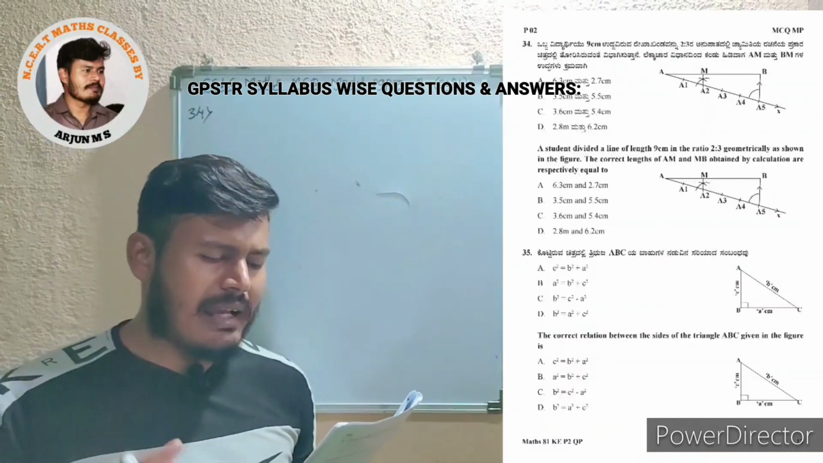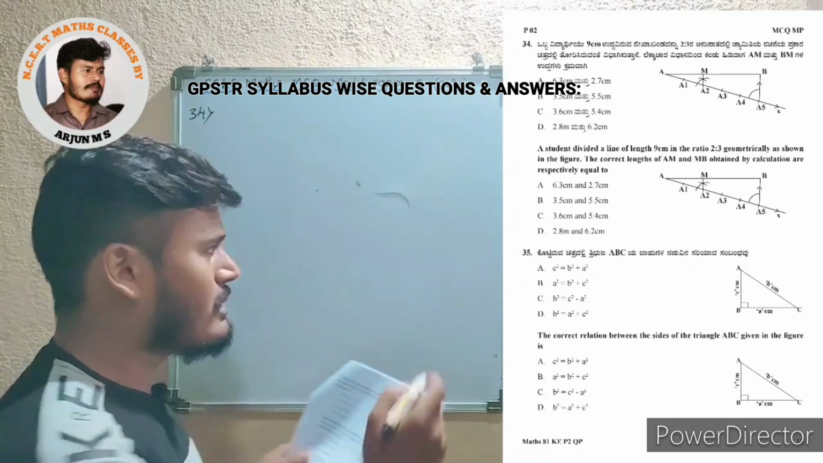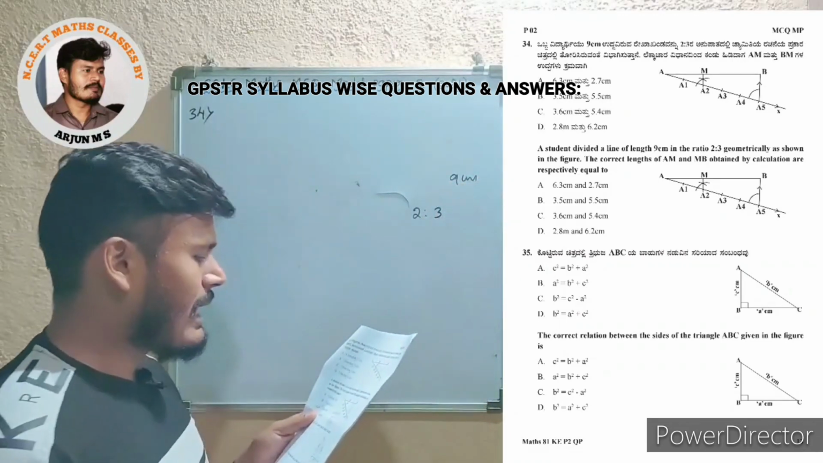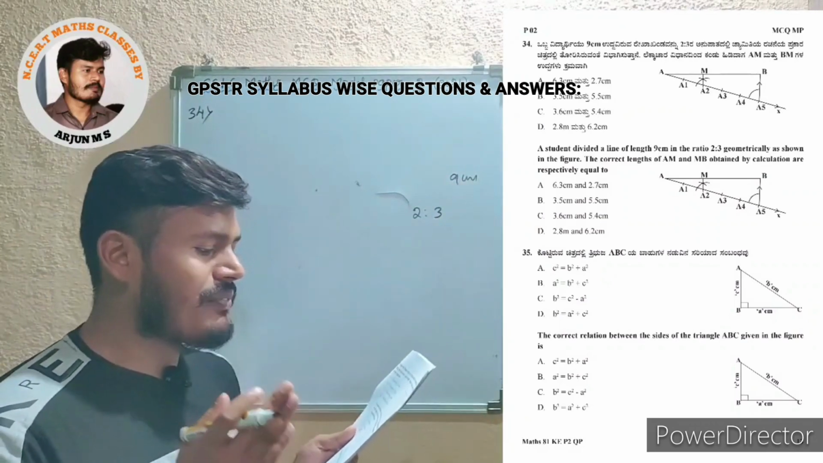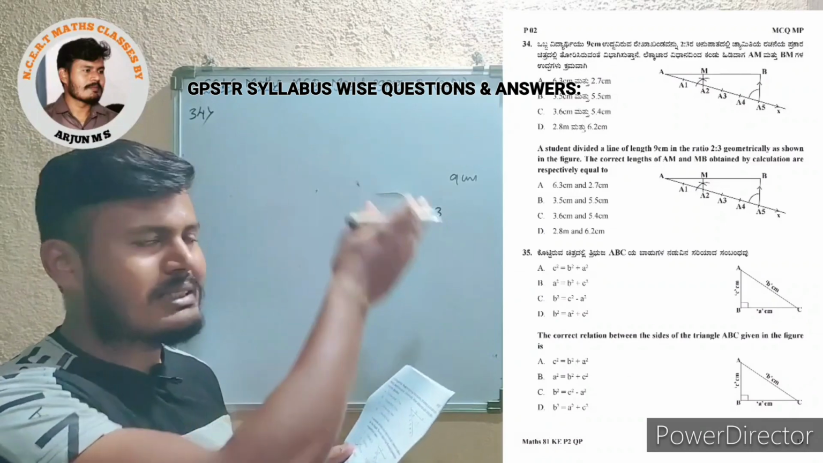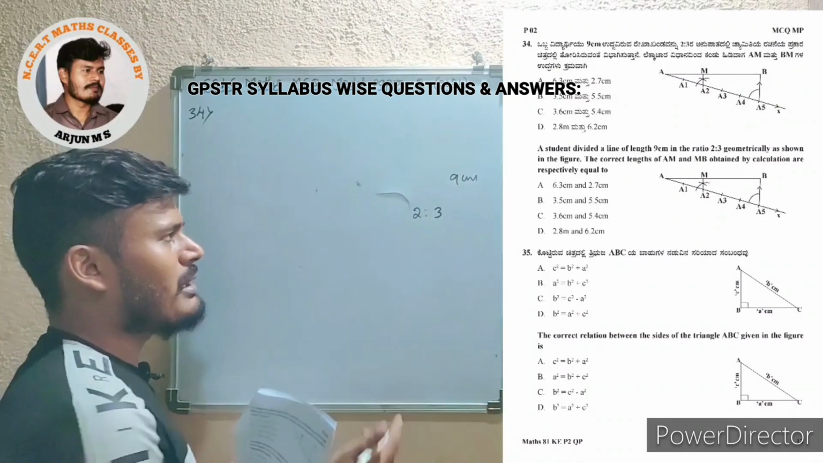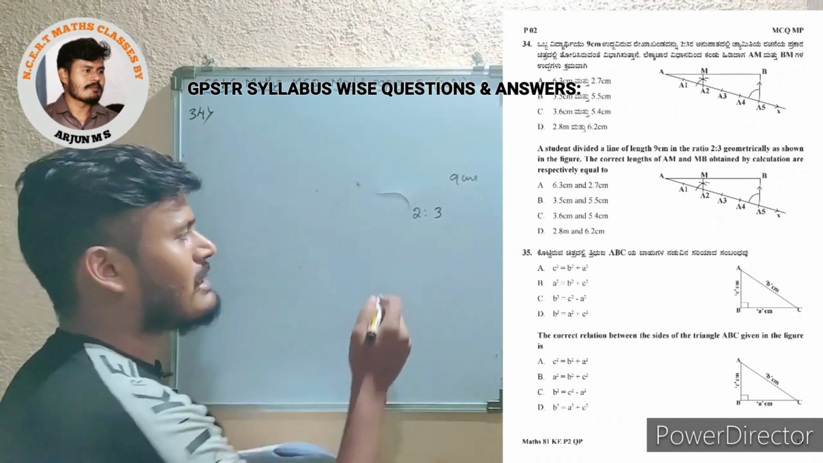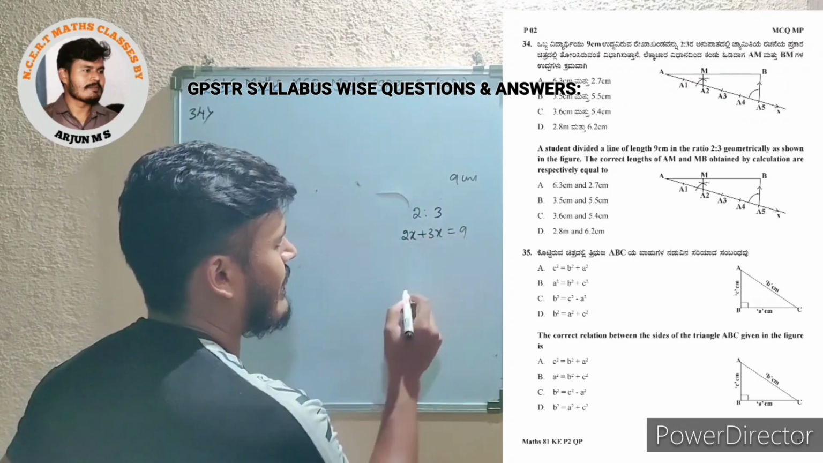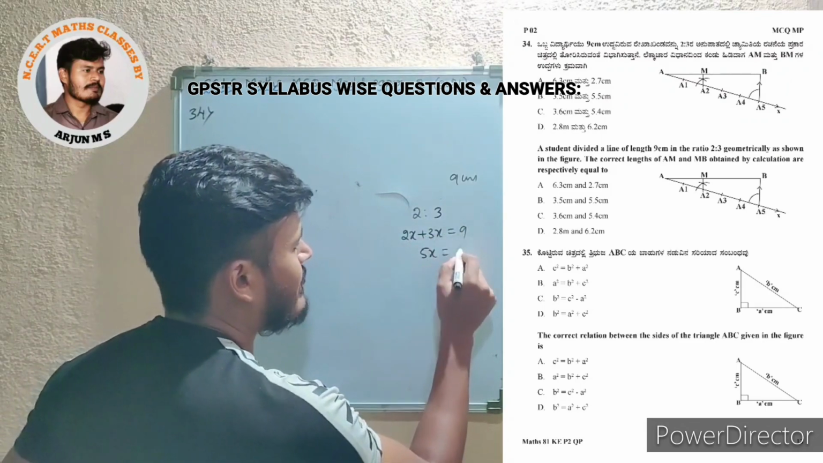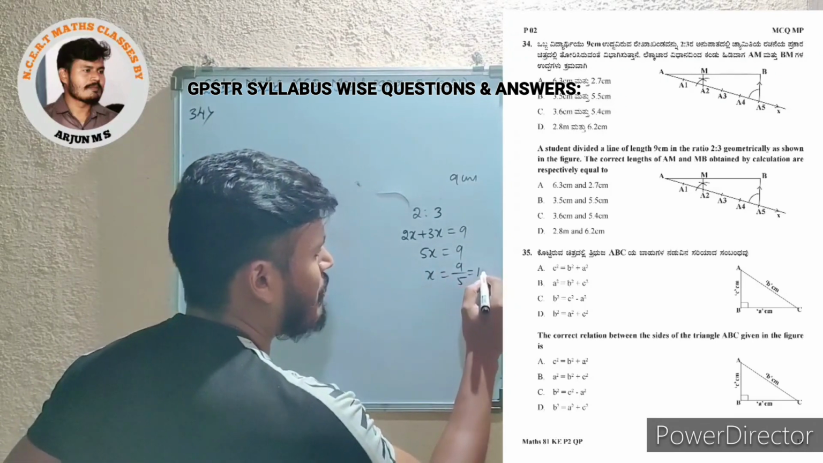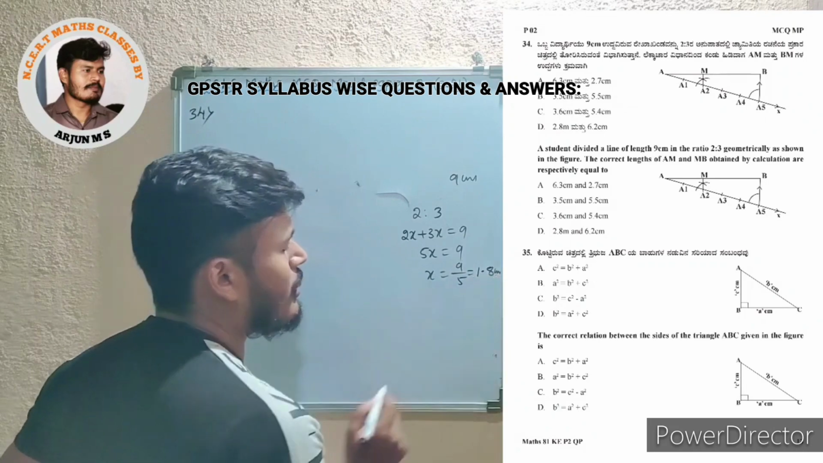A student divided a line of length 9 centimeter in the ratio 2 is to 3, right? 2 is to 3, total length is 9 centimeter. The correct lengths of AM and MB obtained by calculation are respectively equal to. You just observe the figure in the given question paper. We have to find both the lengths here. We know that this ratio can be written as 2x plus 3x is equal to 9, right? 2x plus 3x is equal to 5x. 5x is equal to 9. Then x is equal to 9 by 5, so x is equal to 1.8.